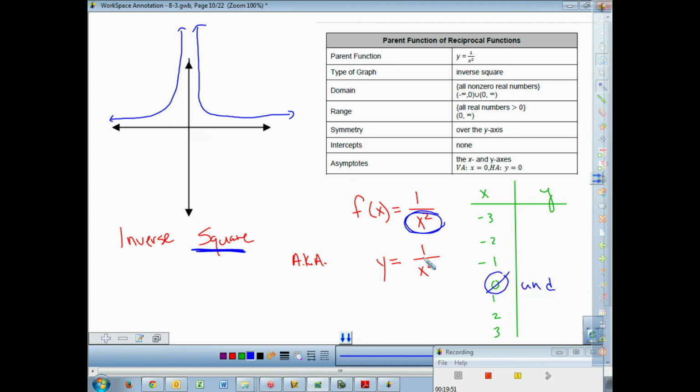Now let's realize what happens when you start putting in all these numbers. What if we put a negative 3 in for x? What's negative 3 squared turn out to be? Positive 9, right? So doesn't that turn out to be 1/9? What about negative 2? What would shoot out of that situation for a y value? 1/4, then 1 over 1, right? If you put a 1 in there, wouldn't you get 1 over 1? If you put a 2 in there, you get 1/4. If you put a 3 in there, you get 1/9.